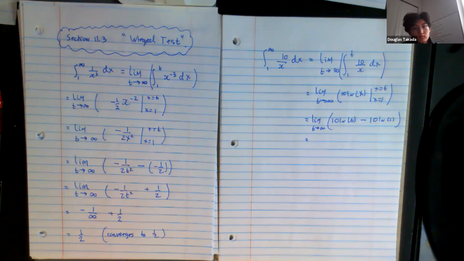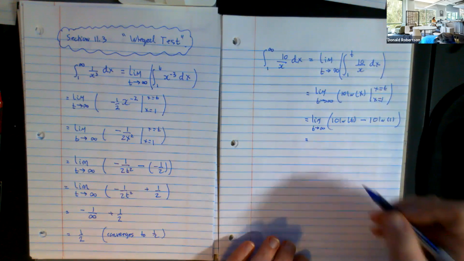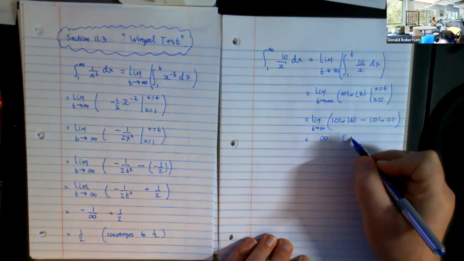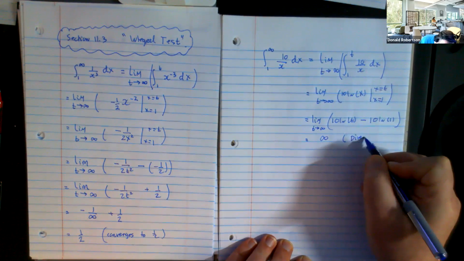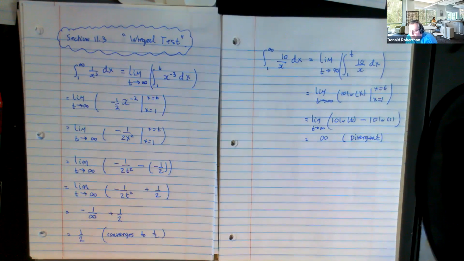Infinity. Right, and isn't 10 times infinity still infinity? And does it really matter if you take away 10 lots of 0? Don't you still get 0? So isn't this answer essentially infinity, which means that it is divergent? It means that this integral is not a fixed number. It's infinitely large, essentially, in this case.